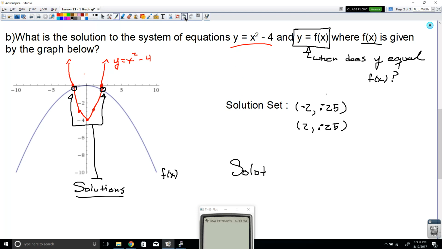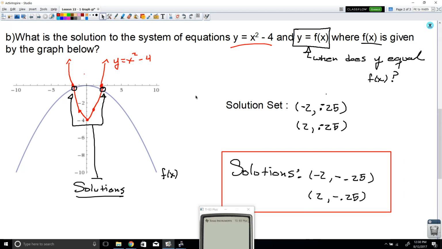Here, what are my solutions? So my solutions here are going to be negative 2, comma, negative 0.25. Let's put the negative in front of it. So negative 0.25. And also 2, comma, negative 0.25. All right.